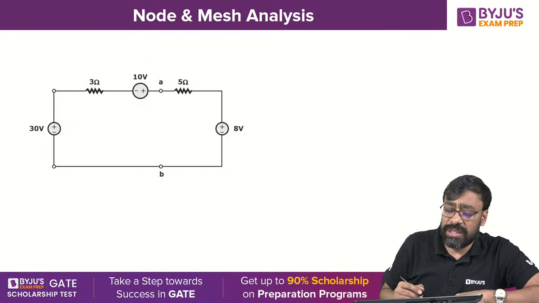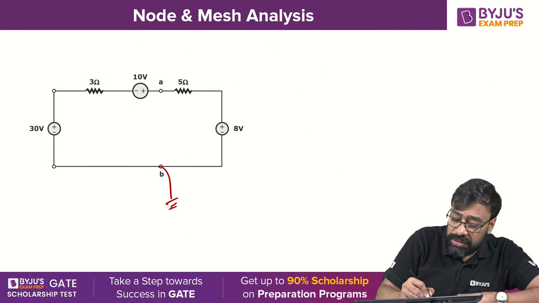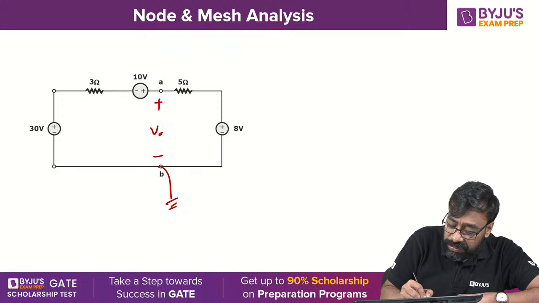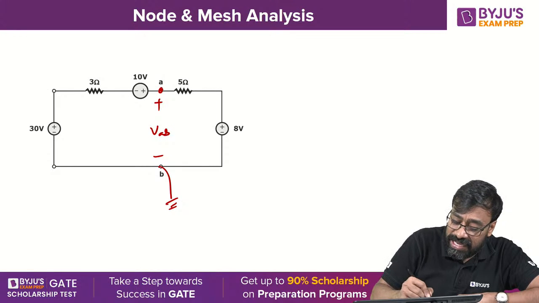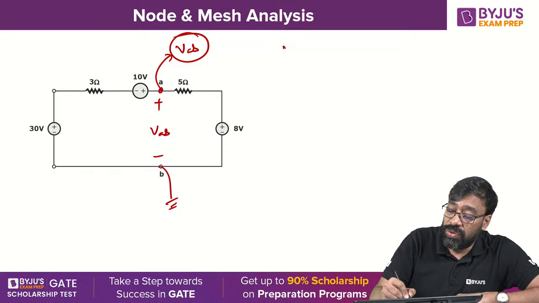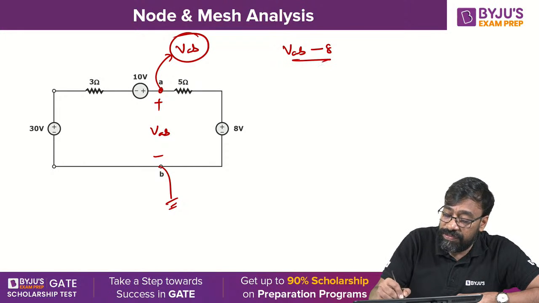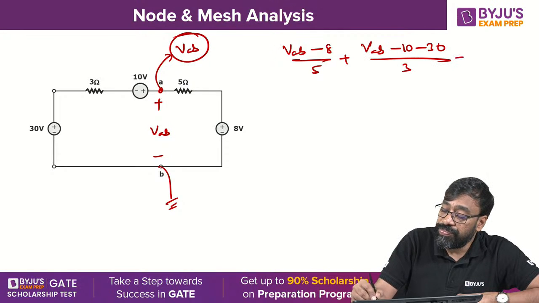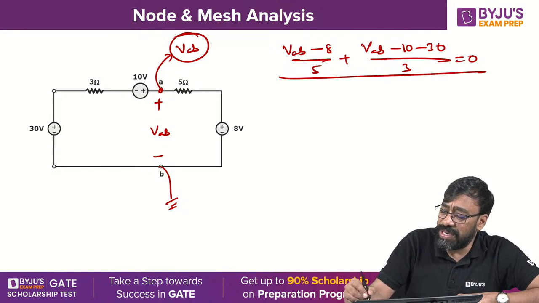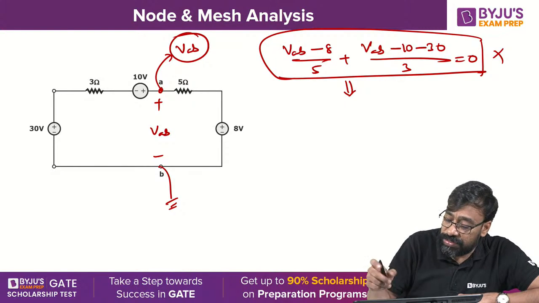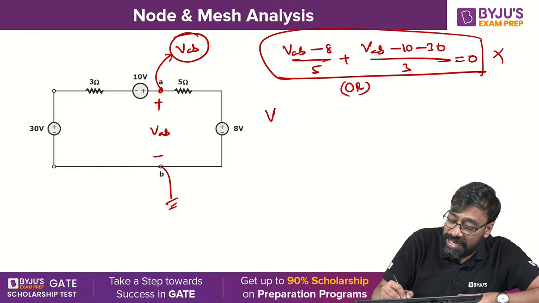Otherwise, I can solve using the node analysis, right? So this is plus minus VAB. So this node voltage, when B is taken as 0, this A is going to be VAB directly. So let us apply. So VAB minus 8 by 5 plus VAB minus 10 minus 30 by 3. But try to apply always the inspection, Nana. Don't apply this one. Apply always what? Inspection. Inspection will save time all the time. Better you have a practice.